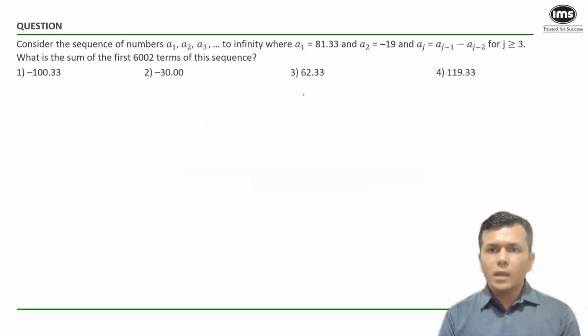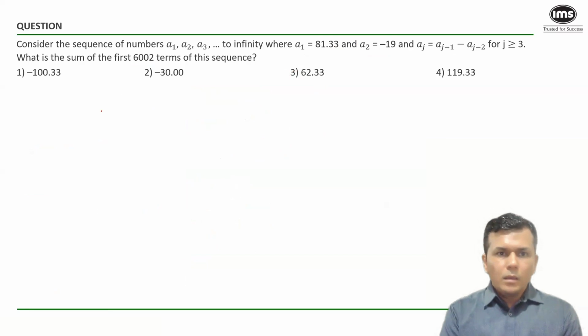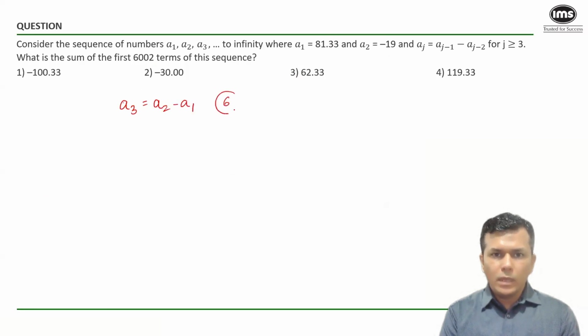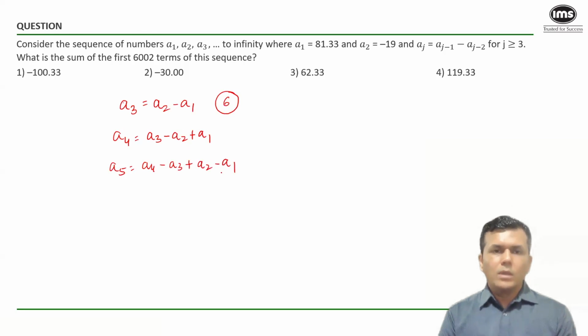So let us try to derive some learning from this problem that we just discussed. We have seen that there was an expression given, that is a3 equal to a2 minus a1, and this had a cycle of 6 values, after which the values repeat. Similarly, if I say that I have A4 equal to A3 minus A2 plus A1, or maybe I have A5 equal to A4 minus A3 plus A2 minus A1. What is common in all these expressions? The alternate terms are positive, negative, positive, negative.